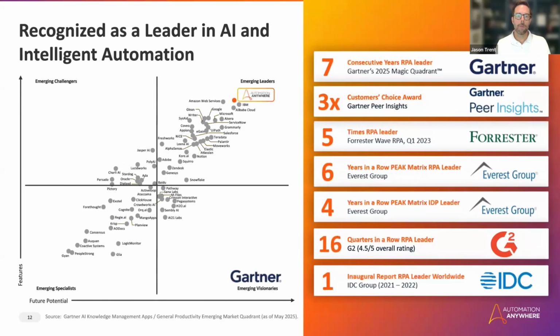Just wanted to call out that recently Automation Anywhere was named a leader in both the AI and intelligent automation spaces. This is important because those are two completely separate Gartner quadrants, but we're a leader in both. And this is not only in competition with our traditional automation vendors, but if you look at some of the vendors on this chart, you're going to see a lot of names you've probably never heard of before, unless you're really deep in the AI and ML world.